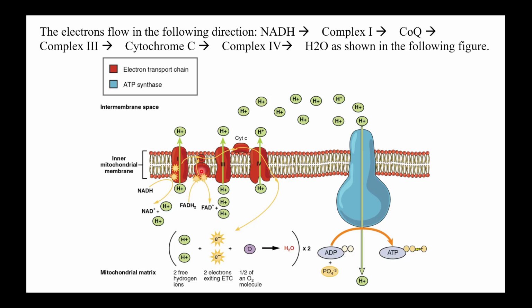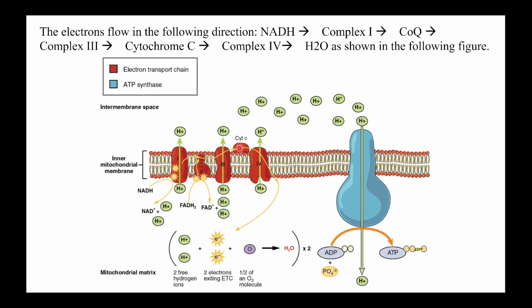Simultaneously, complex 2 will also take up the electrons from FADH2. FADH2 has 2 electrons. FADH2 will give the electrons and get converted into FAD plus, and these electrons are also given to coenzyme Q. So, from complex 1 and 2, the electrons are transferred to coenzyme Q. From coenzyme Q, the electron is transferred to complex 3. From complex 3, the electrons are transported to cytochrome C.